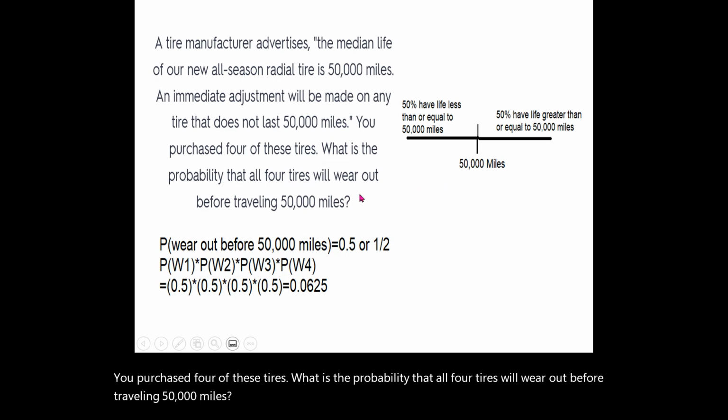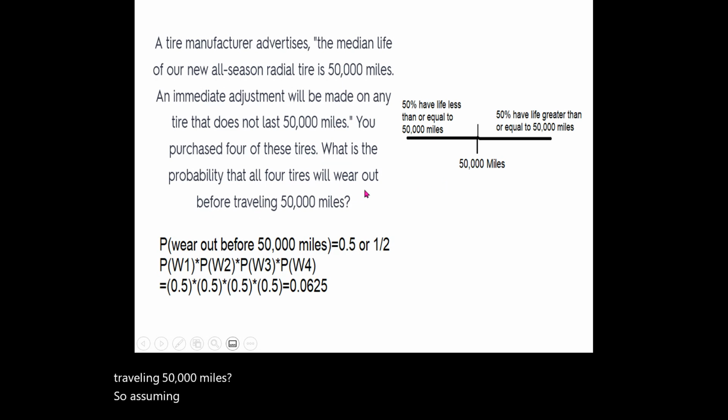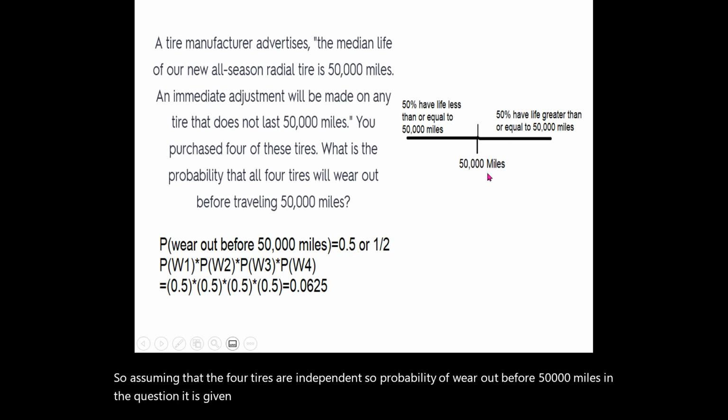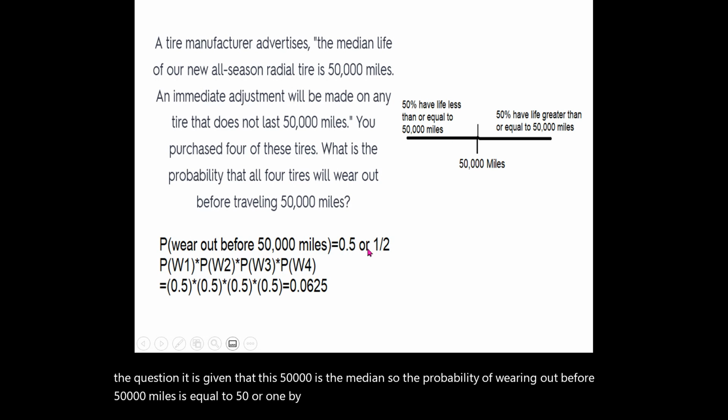So assuming that the 4 tires are independent, the probability of wearing out before 50,000 miles: in the question it is given that this 50,000 is the median, so the probability of wearing out before 50,000 miles is equal to 50% or 1 by 2, because that's the definition of median.